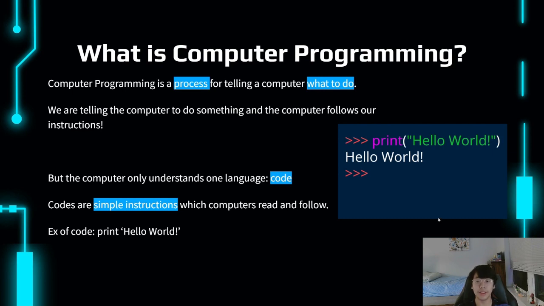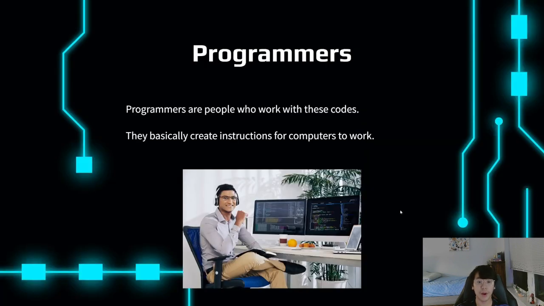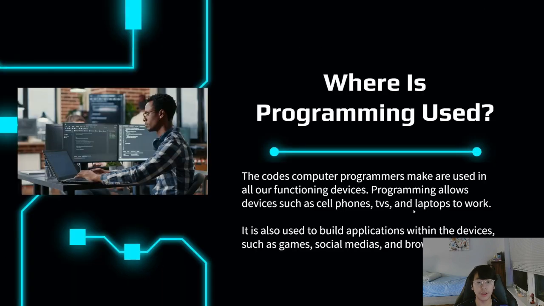And you can see in the picture right here, once you typed in the code, the computer processed it and then turned it back into a visual. As you can see, it printed hello world, or the computer typed it. So this is an example of a code, and this is what programming really is. It's designing and telling the computer what to do. Now, programmers are people who work with these codes. They basically create instructions for computers to work. So they are the ones who work with the programs and with the codes.